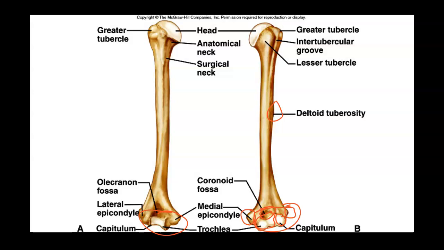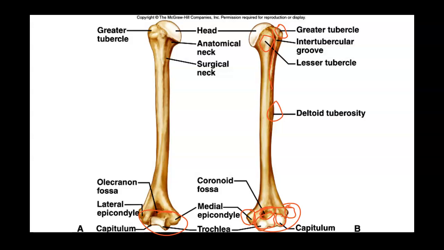You've got your tubercles here. So you have what's referred to as the lesser tubercle and you have the greater tubercle. In between that, you have what's referred to as an intertubercular groove. So know that between the tubercles there.